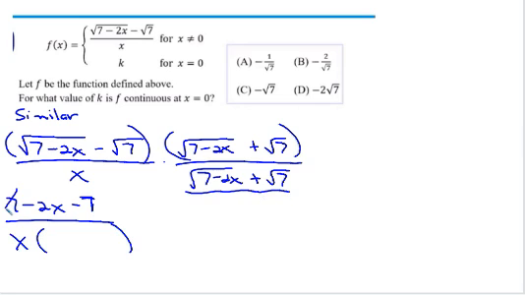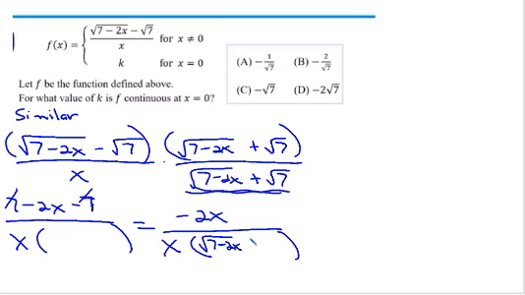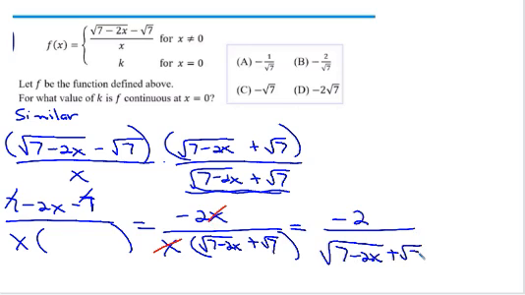And so the 7's go away. And I have negative 2x over the x times this deal up here, which I'll go ahead and write in there this time. And we can now factor out those x's. And I'm left with negative 2 over the square root of 7 minus 2x plus the square root of 7. And now we can try to fill the hole.